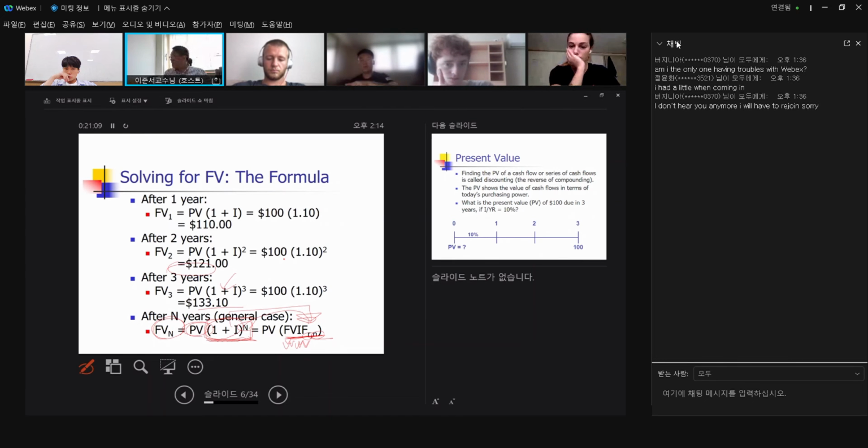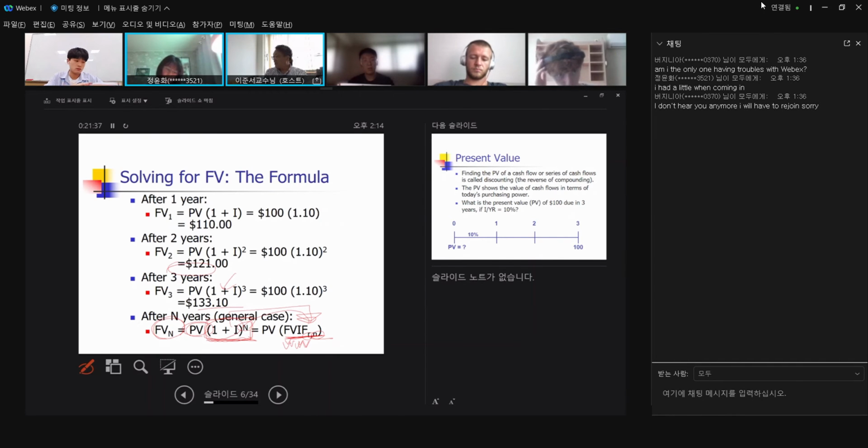So if you have the textbook, where is the answer to my question? Yunha has the textbook, right? So where can we get the answer in Appendix E? You found Appendix E? Yes. So it's the first table. The first table shows the future value interest factor. So we can use the first table to solve this question.